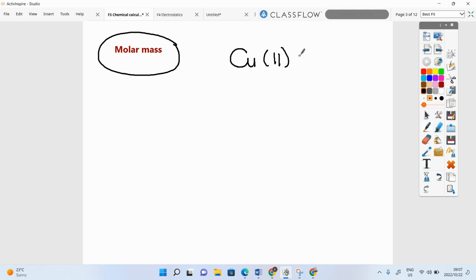carbonate. No, let's make it copper 1 carbonate. So what is the first thing you must be able to do? Write the formula. Write the formula. So what will the formula be for copper carbonate?